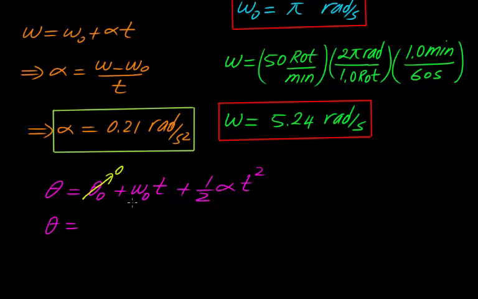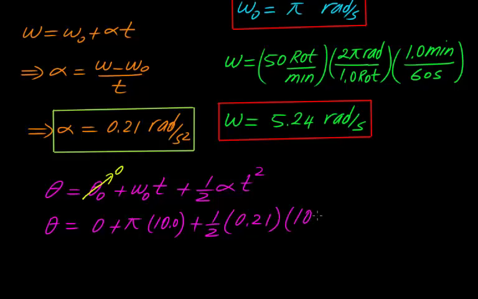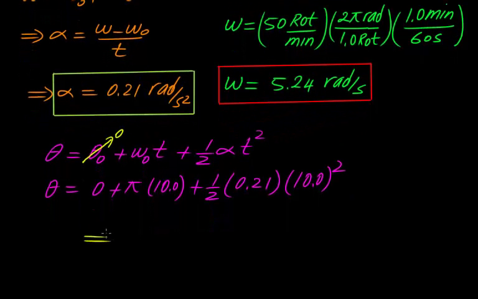Substituting for the remaining known quantities, omega 0 was found to equal pi times the time t, which is 10 seconds, plus 1/2 times the angular acceleration that we solved for, which equals 0.21 times the 10 seconds squared. Solving for the angular displacement theta, we obtain 41.9 radians.